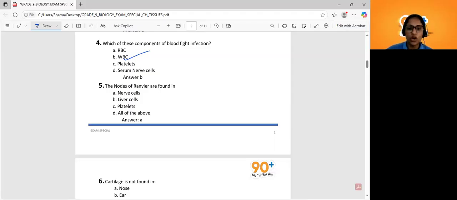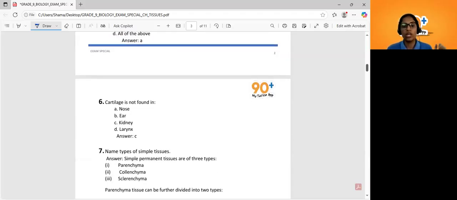Now the fifth question is, nodes of Ranvier are found in. And the options are option A nerve cell, option B liver cell, option C platelets, and option D all of the above. And the correct answer is nerve cell, isn't it? We have heard this in nerve cell, right? Nodes of Ranvier we can see in the nerve cell. So the correct answer is nerve cell or neuron.